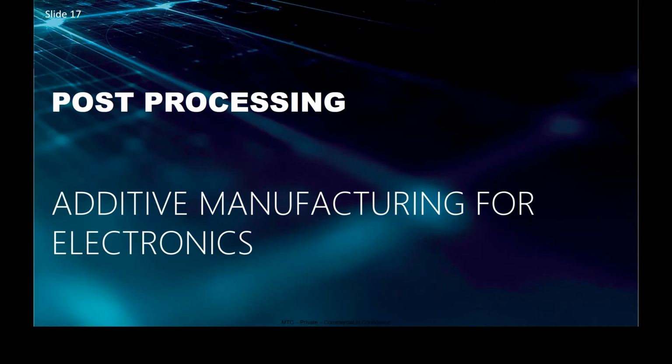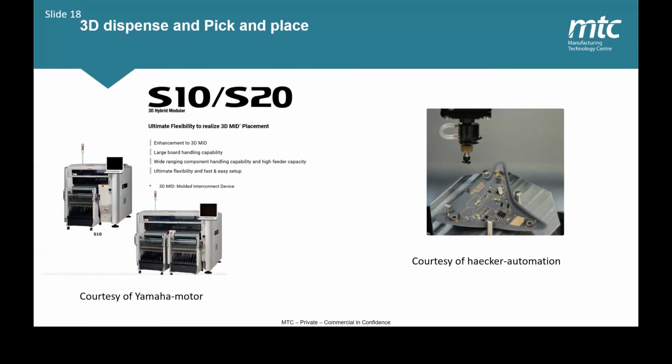So all being good, we can print tracks on 3D objects, whatever option we use, whether it's an inkjet, aerosol jetting, or piezo jetting. The challenge is the post processing for additive manufacturing electronics. There are several pieces of equipment out in the market which can dispense, place, and sinter on a 3D surface.